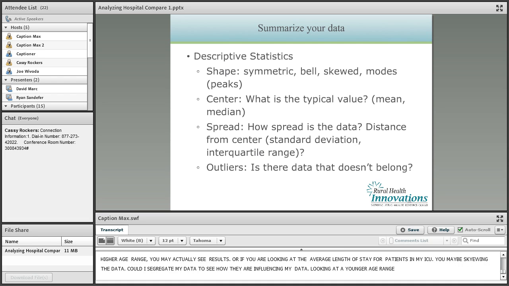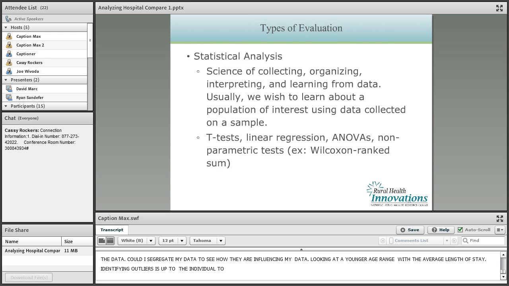Therefore, by considering the shape, that's going to inform you about what is the best measure to look at the center of your data. Brings us to the next one, the spread. How spread out is your data? And there's a variety of ways to look at that. You could look at the standard deviation. You could look at the interquartile range. You could also look at your minimum and maximum values. That is, what is the variance in my data? How spread out is it?